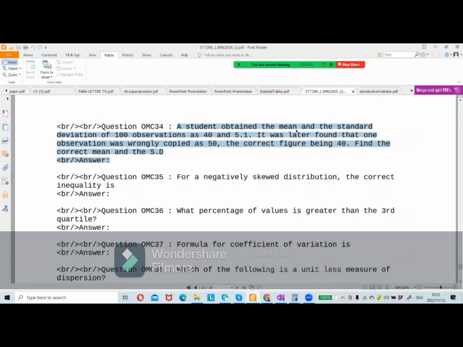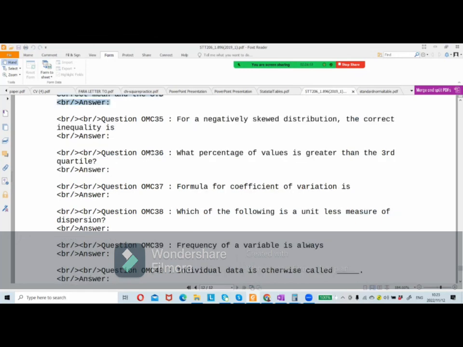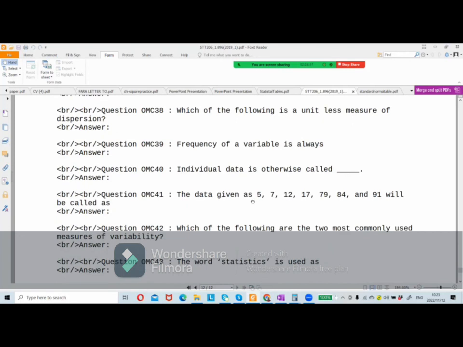A student obtained a mean and standard deviation of 100 observations as 40 and 5.1. It was later found that one observation was wrongly copied as 50, the correct figure being 40. Find the correct mean and standard deviation. Don't say they will not give you. Look at this one now. The data given as this is called what?